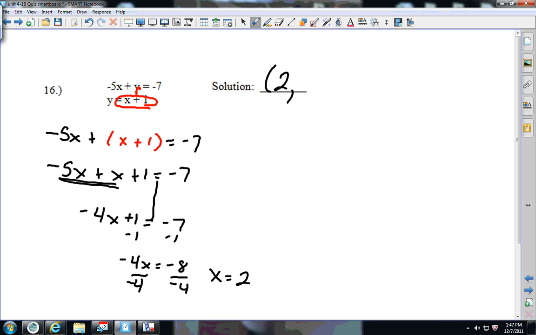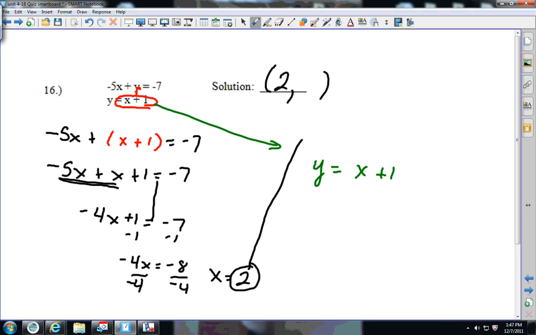My solution is 2. Now I have to figure out what the y is. I'm going to bring the y over here. Y equals x plus 1. X is 2. Substitute and put it in here. Y equals 2 plus 1. Y equals 3.